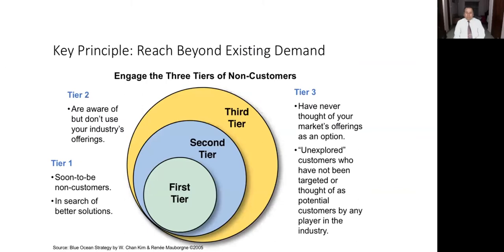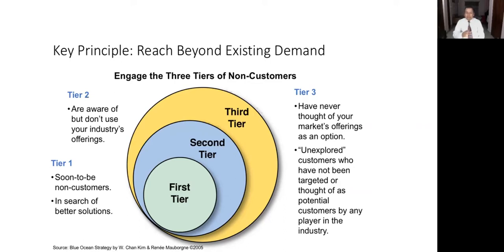Few principles. Okay. So you get to the first tier, and then go to the second tier, and then go to the third tier. Engage the three tiers of non-customers. The idea is to attack an industry where all the players, or the key top players, are not actually solving that problem, the need of the customer. Find that need, which are the non-customers for the existing players, and try to come up with value. And slowly you can get to the soon-to-be non-customers in search of better solutions.